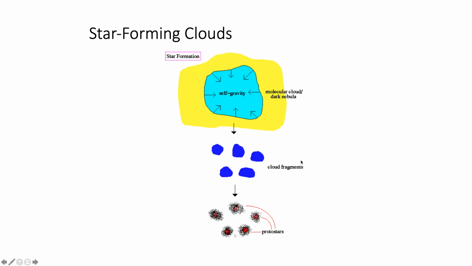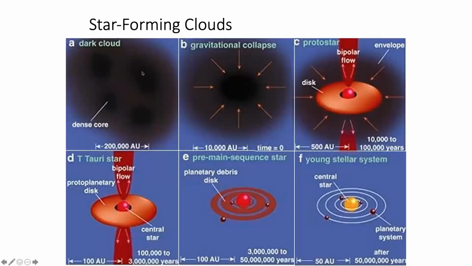I want you to pay attention to the scale of distance at the bottom of each image. Right, so we have this dark cloud. You can sort of see that there are 4 regions here that are a little bit darker than the surrounding cloud. These are dense core regions of the cloud. And we're talking about, from one side here to the other, this is 200,000 astronomical units across, which is 200,000 times the distance between the Earth and the sun. And the cloud itself is way larger than that.